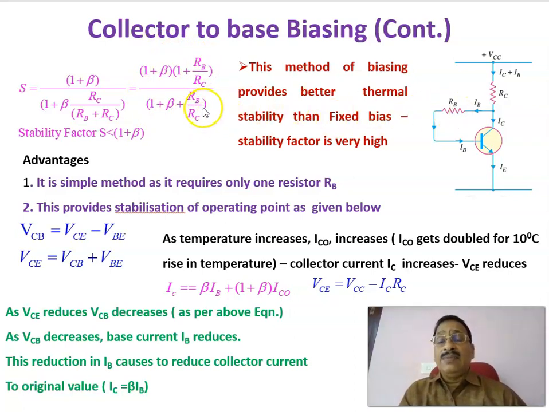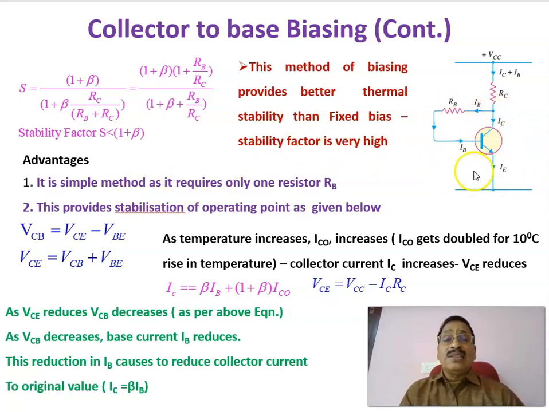Previously, for fixed bias, it was 1 plus beta. Of course, this stability factor will surely be less than 1 plus beta, meaning that this method of biasing provides better thermal stability than fixed bias. Because the stability factor in the case of fixed bias is much higher than the stability factor in the case of collector to base bias. Therefore, this is a collector to base bias.